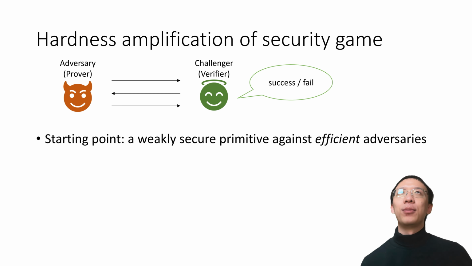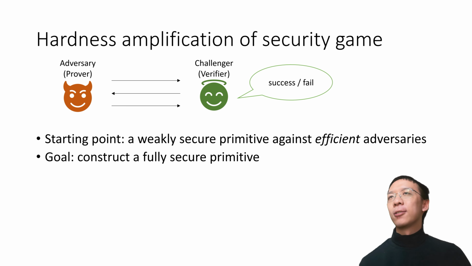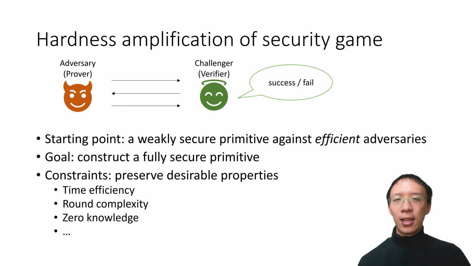So putting hardness amplification into the context of security games, here we would have a weakly secure primitive against efficient adversaries as our starting point, and in the end, we want to construct a fully secure primitive. So the optimal adversary success probability is essentially negligible. But that's not all. We also want to preserve all the desirable properties that the starting primitive has. So this includes time efficiency, round complexity, and for argument systems, we also want to preserve zero knowledge.